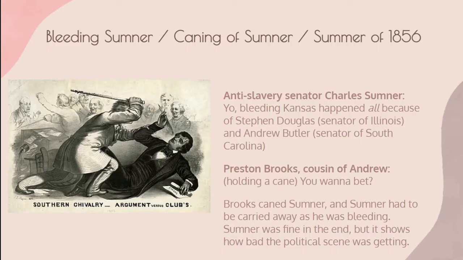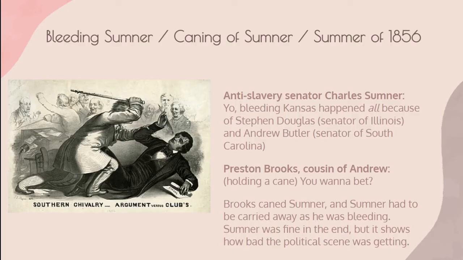So the caning of Sumner, bleeding Sumner, the summer of 1856, because it happened in summer, it's a pretty fun event, I'd say. So, Senator Charles Sumner, he's like, yo, bleeding Kansas happened all because of Stephen Douglas and Andrew Butler. So Preston Brooks, he's like, Andrew Butler? That's my cousin. He holds his cane. He says he won a bet, so Brooks caned Sumner.